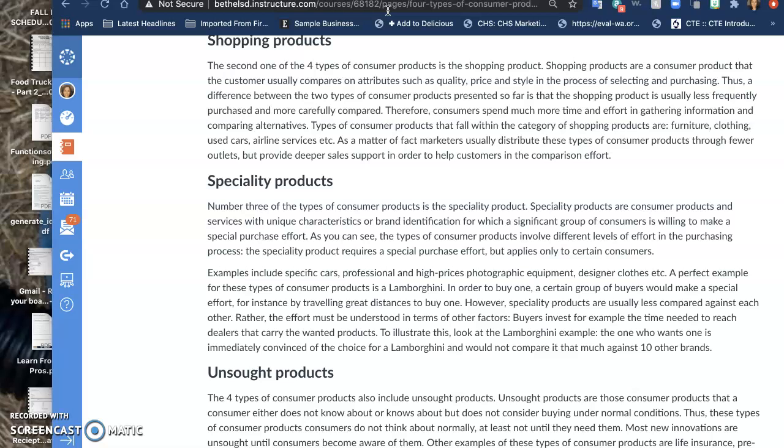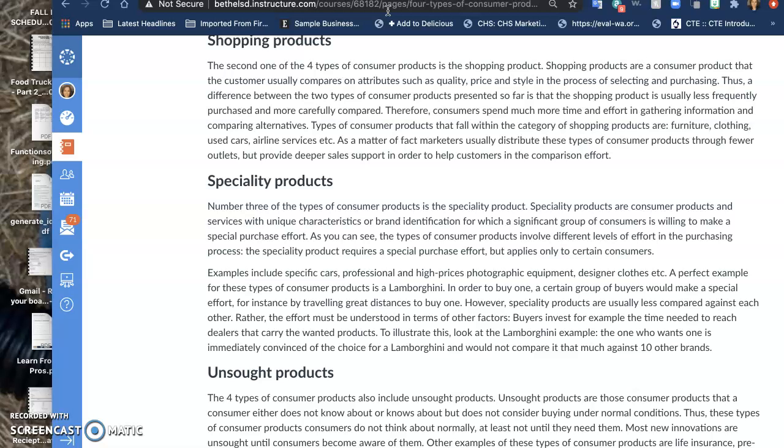Thus, the difference between the two types of consumer products presented so far is that the shopping product is usually less frequently purchased and more carefully compared. Therefore, consumers spend much more time and effort in gathering information and comparing alternatives. Types of consumer products that fall within this category are furniture, clothing, used cars, airline services, etc.